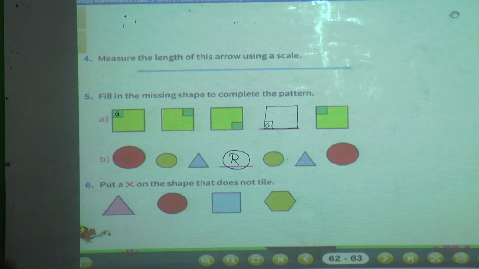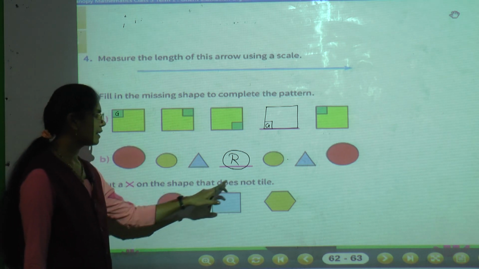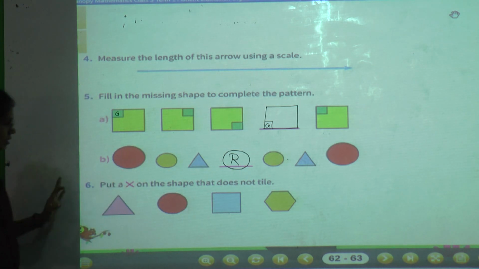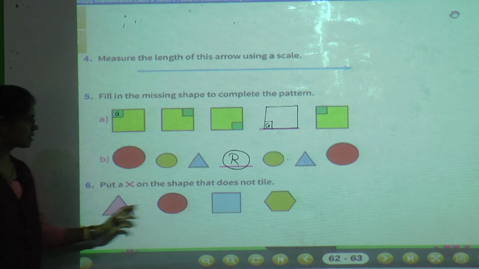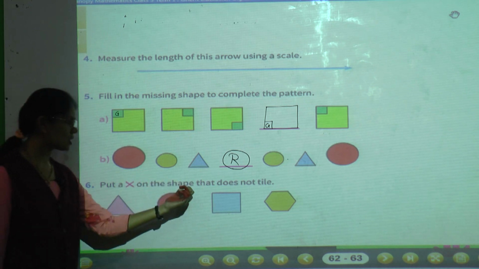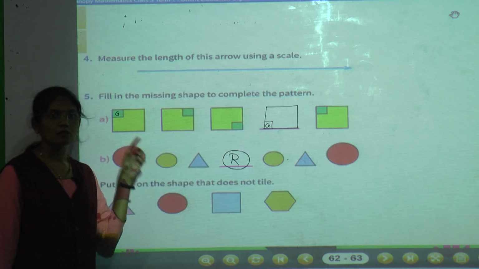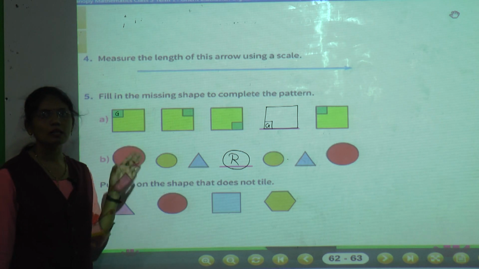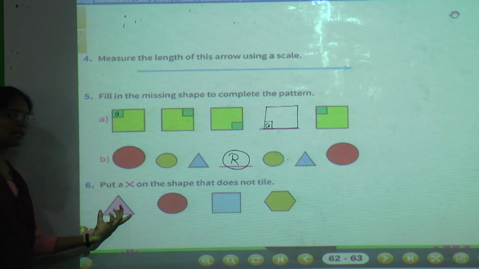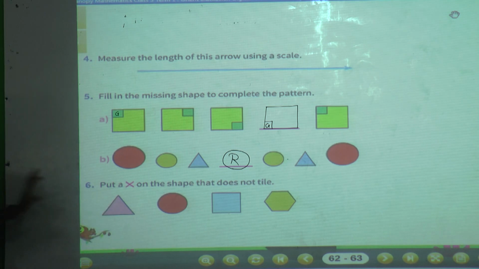Now the sixth question is the last question, that is, put a cross on the shape that does not tile. Here some shapes are given to you, and we have to put a cross on the shape that does not tile. In tiling, the word that is very important, as I told, is that we should not leave a gap. So with the help of this triangle, can we make tiling? Yes, without leaving a gap we can draw tiling with the help of this triangle.